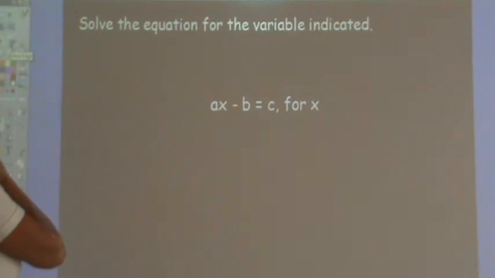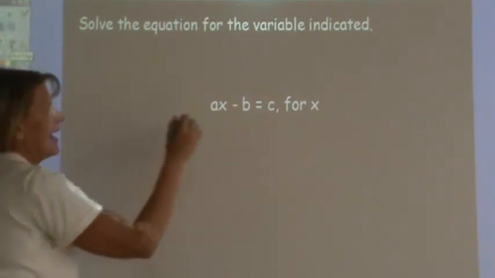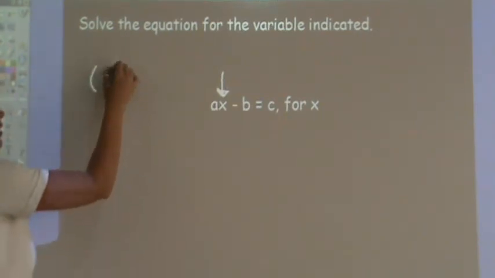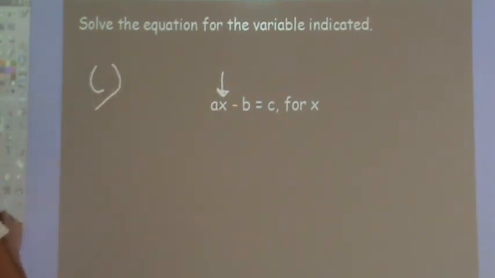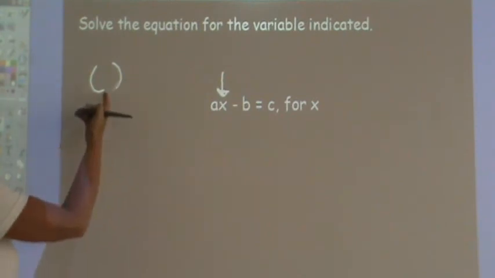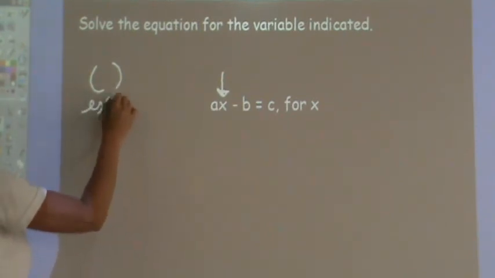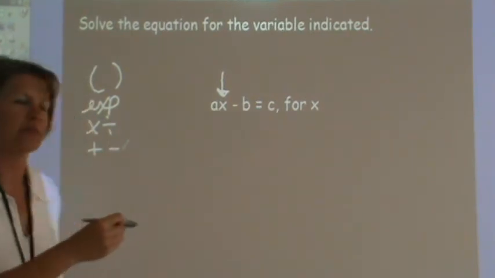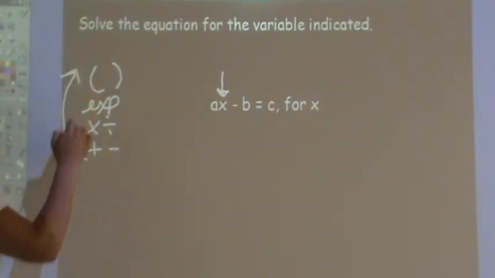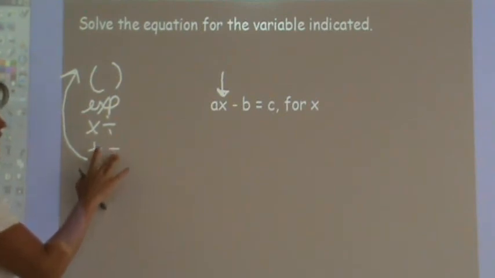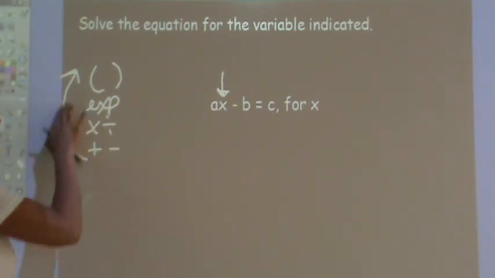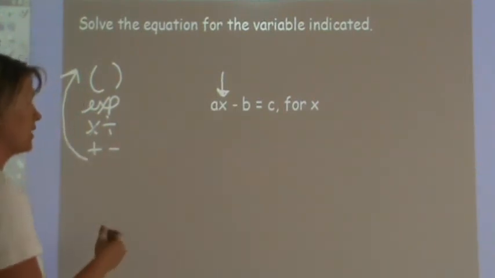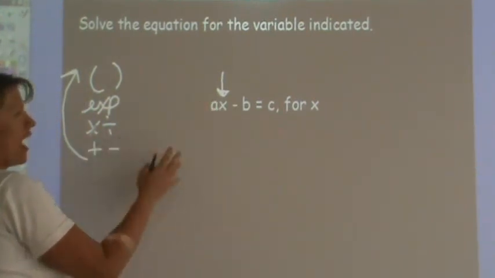Okay, ax minus b equals c. We're going to solve that for x. So maybe this will help. If you have the order of operations, parentheses, exponents, multiply and divide, add and subtract. We're undoing all these problems. That means we're starting at the bottom for the order of operations. We're going to do adding and subtracting first, then multiplying and dividing, etc. We're undoing, kind of like when we were solving for x in the last week here. So we're going to look for adding and subtracting first.